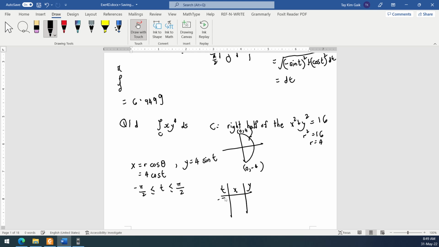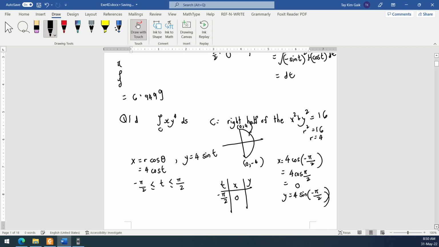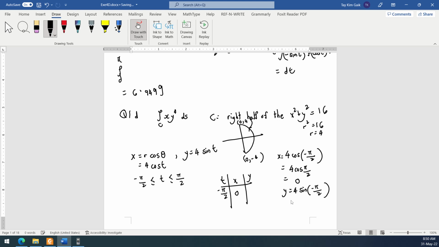When t is negative pi over 2, x is 4 cos negative pi over 2, which is in the fourth quadrant where cos is positive, so it equals 4 cos pi over 2. Cos pi over 2 is 0, so x is 0. And y is 4 sin negative pi over 2. In the fourth quadrant sin is negative, so it's negative 4 sin pi over 2. Sin pi over 2 is 1, so y is negative 4. So we start from 0, negative 4, in the fourth quadrant.